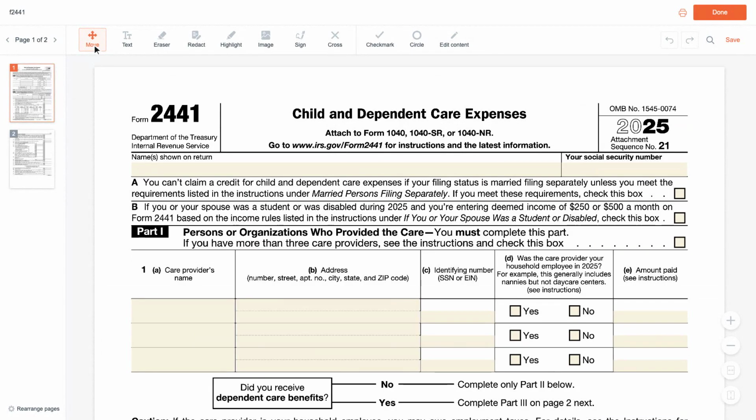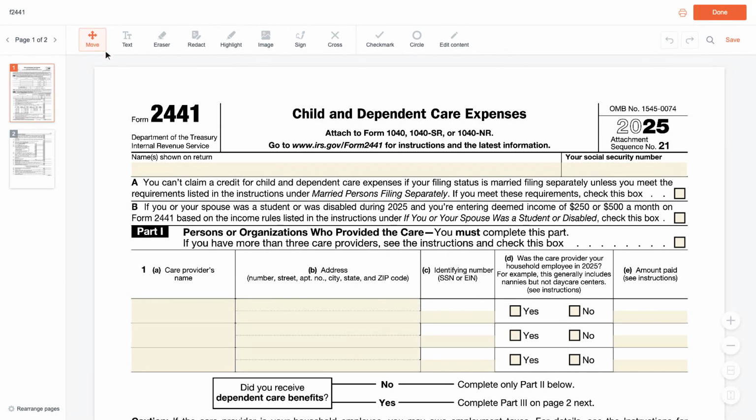Form 2441 is how you claim the Child and Dependent Care Credit on your federal return. To qualify, you must have paid someone to care for a qualifying child under 13 or a disabled dependent or spouse, while you and your spouse both worked or were looking for work. The credit directly reduces your tax, not just your taxable income.